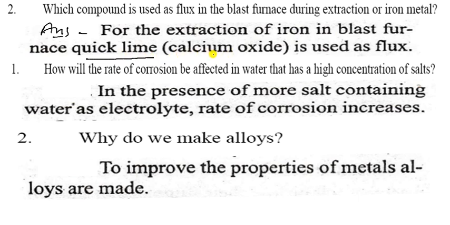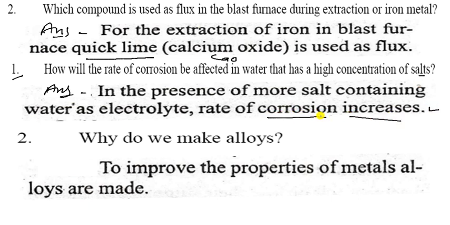Let us see the second question. Which compound is used as flux in the blast furnace during the extraction of iron metal? So that is your answer. You have to write this one. For the extraction of iron in the blast furnace, quicklime, as you have seen here, that is calcium oxide, and the formula is CaO, is used as flux.